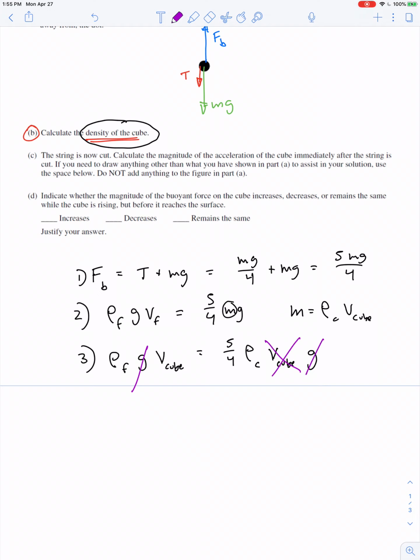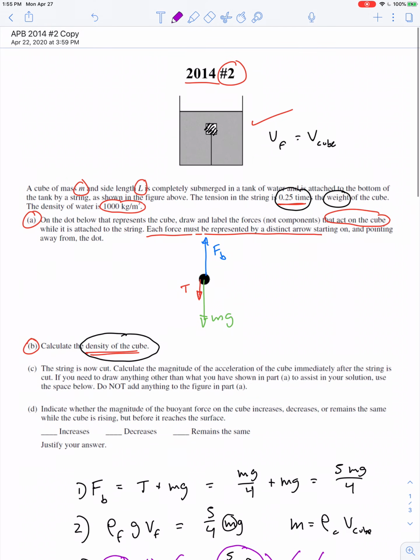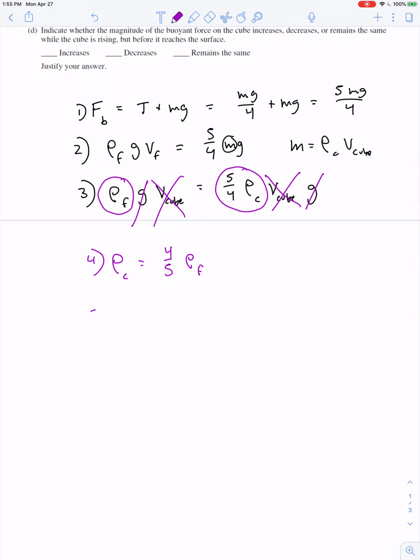What we're saying is the volume of the cube and the volume of the fluid are equal because it's fully submerged. So the density of the fluid is equal to 5/4 the density of the cube. That can be expressed as the density of the cube is equal to 4/5 the density of the fluid. The fluid, we're told, is water, and water has a density of 1,000 kilograms per cubic meter. So we get our final answer. The density of the cube is equal to 800 kilograms per cubic meter, right? 4/5 of 1,000.